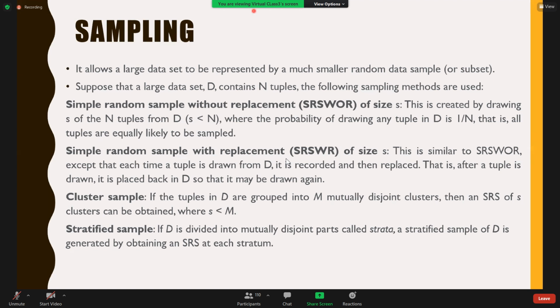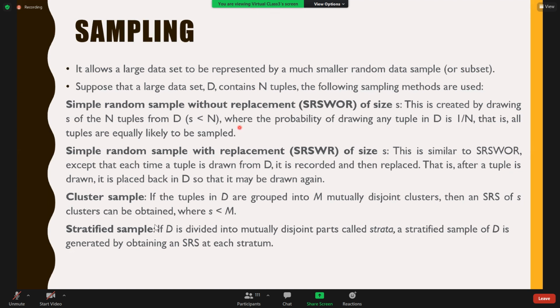Shubham is asking a question: in sampling with replacement, how do we know when to end the sampling process? So the number of samples is considered, right? Yes, the number of samples is the input. So the iteration process repeats S number of times. Is it clear, Shubham? Yeah.